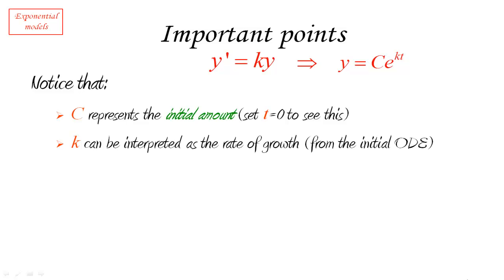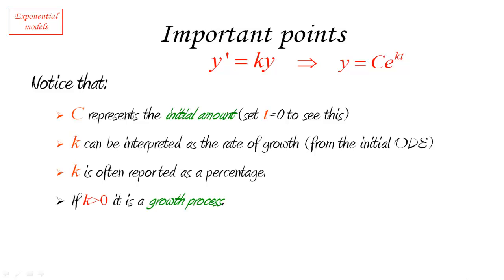The other thing is that K can be interpreted as the rate of growth from the initial ODE. If you look at the initial ODE, K is the ratio between the rate of change and the quantity itself. So it's sort of a relative rate of growth. Okay? And it is in fact often reported as a percentage. We're going to see in examples how that works out.